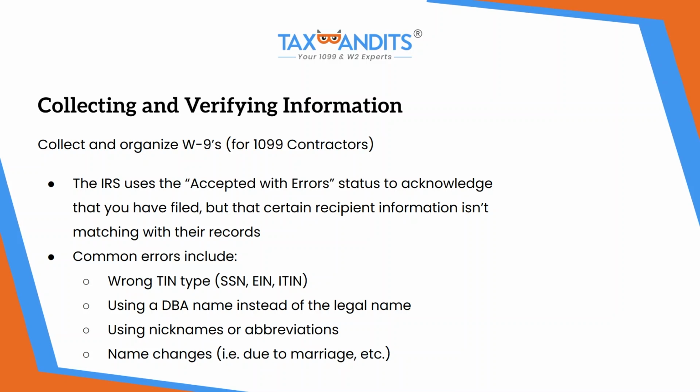This could also include not using the complete name. So for example, if it's Will's Windows LLC, but you filed as Will's Windows, that could be grounds for receiving an accepted with error status. Using nicknames or abbreviations, saying Manny instead of Emmanuel, or name changes, whether it's due to marriage or if a company changes their name, that should be updated also with the IRS.